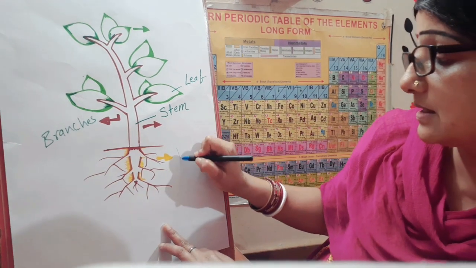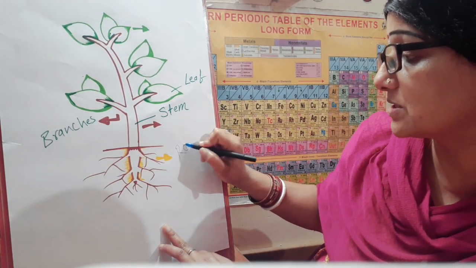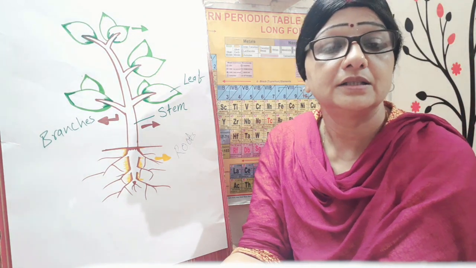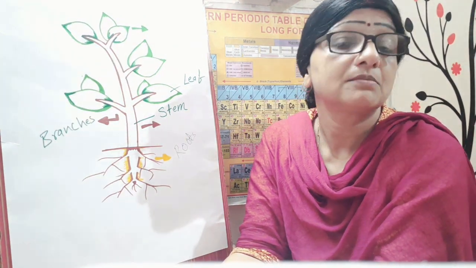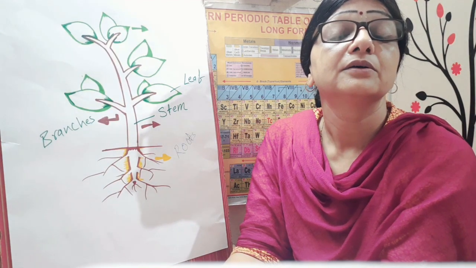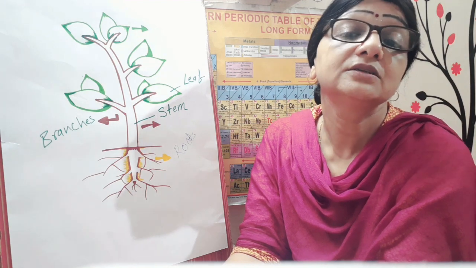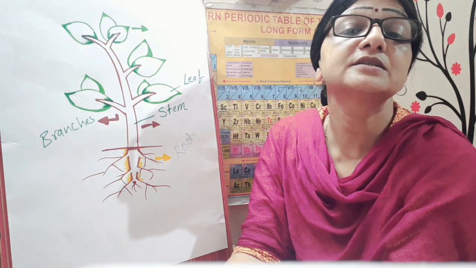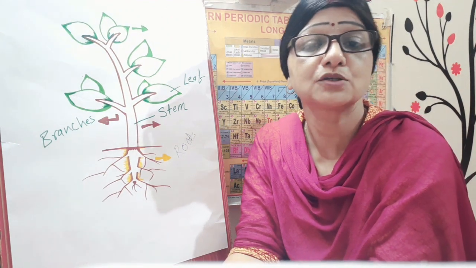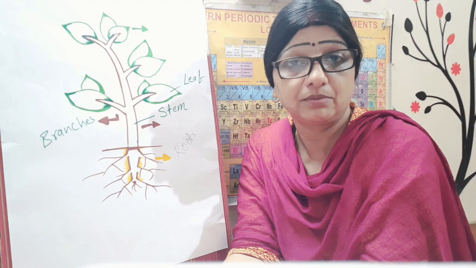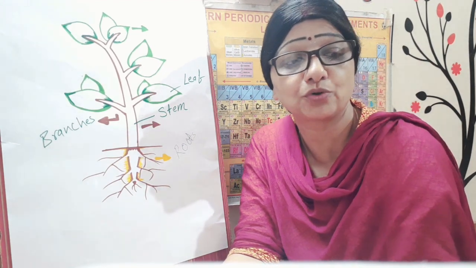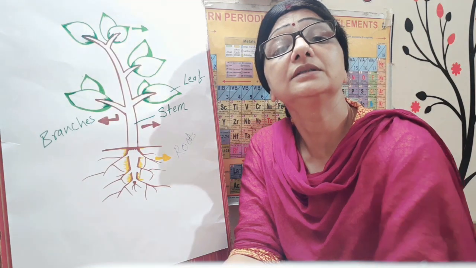These parts are known as roots, and in this chapter we have to discuss roots, different types of roots, and special functions. The roots' main function is the main purpose of this chapter. Okay, so we have to study about roots. Children, you know the part which grows under the ground.